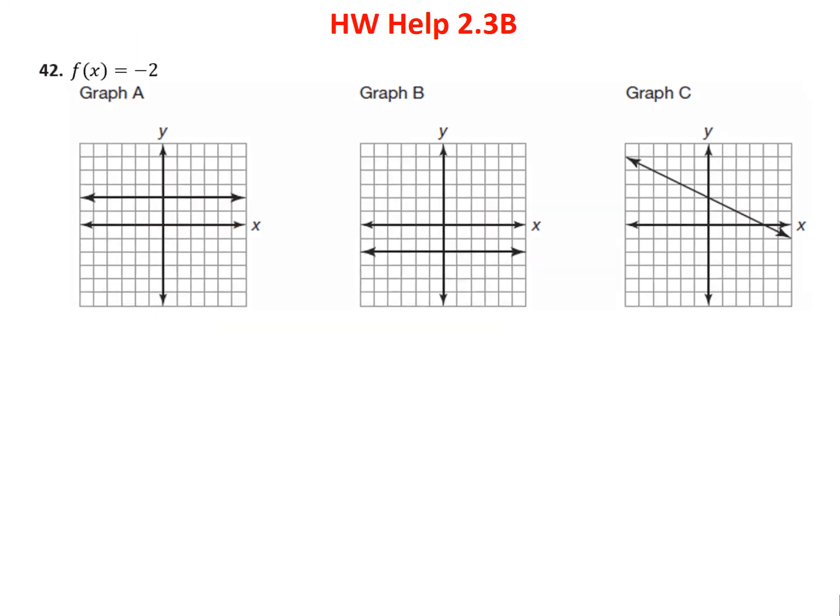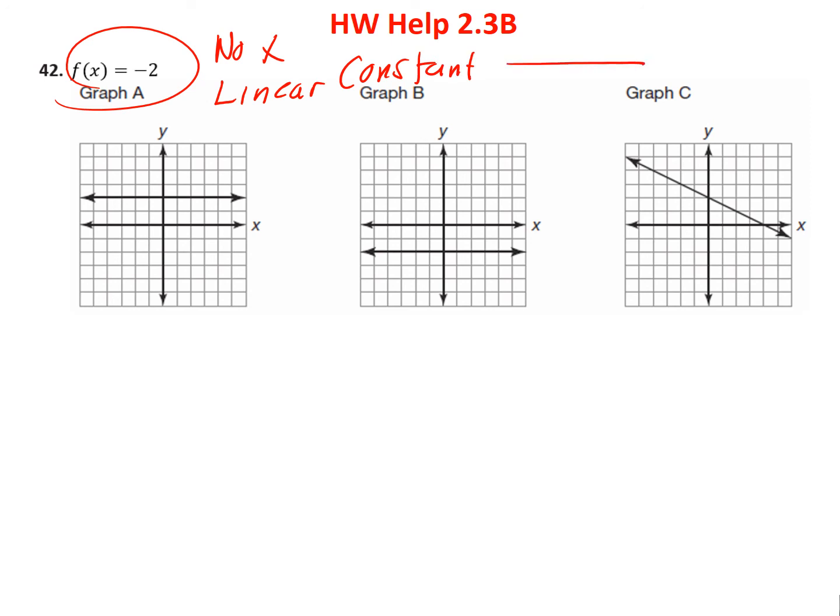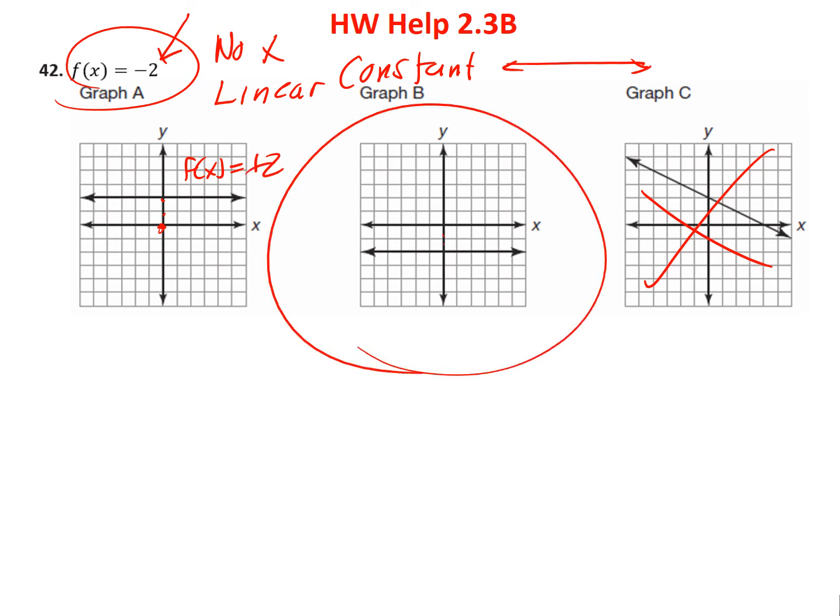Our final one says f of x equals negative 2. So notice there's no x. So with no x, f is always going to be that answer. So this is a linear constant. And a linear constant just simply looks like a horizontal line. Now notice that means this is out, but we've got two of them. So we simply have to find the one where f of x is negative 2. Notice here is (0, 0), so this is actually f of x equals positive 2. And we're looking for the negative 2, which is down here. So that's our answer. All right.